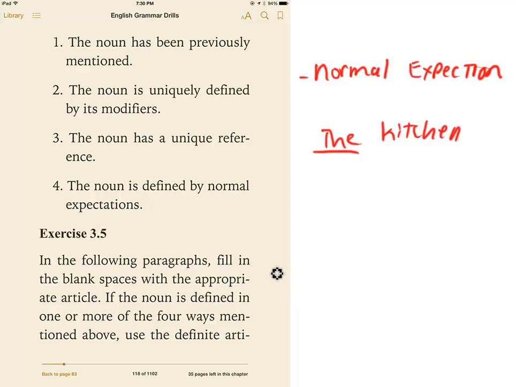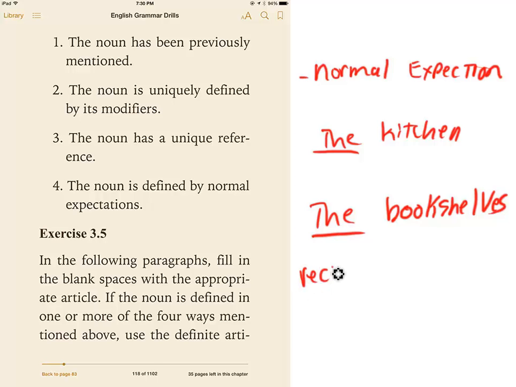If you're talking about the library, you can talk about the bookshelves. Well, we know that every library has bookshelves, so we expect to use the word the. So, normal expectation. Any place that you go for recreation, which is to have fun, usually you use the word the: the movies, the gym, the park, the skate park, the bowling alley.